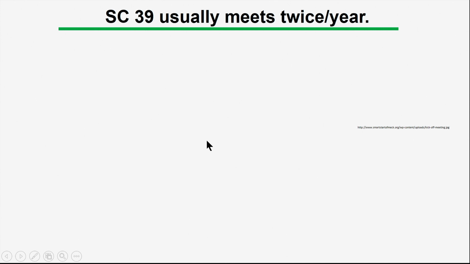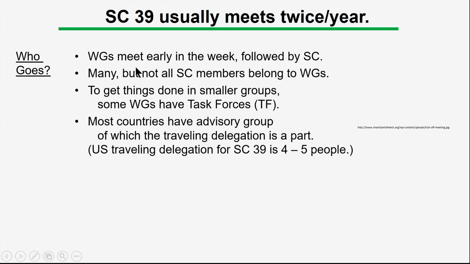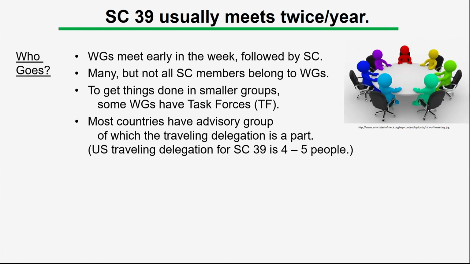So Subcommittee 39 meets twice a year. Who goes? And how does it all happen? So typically what happens in a subcommittee meeting is before the main subcommittee meeting, there are a number of working group meetings. And so there are various topics that are addressed, and they might take a half day to meet, and there might be sometimes parallel working groups, sometimes not, but they'll meet for a half day. And then finally they get together, all the working groups, as a subcommittee.